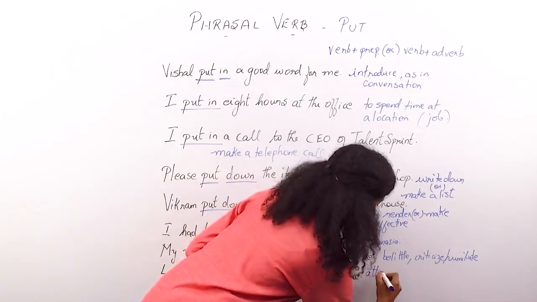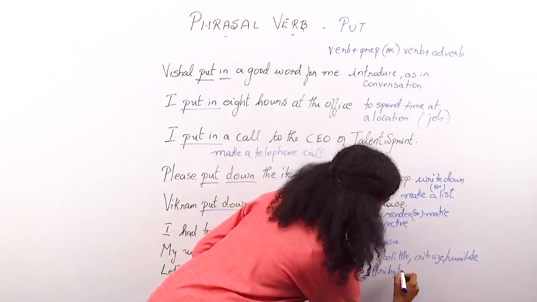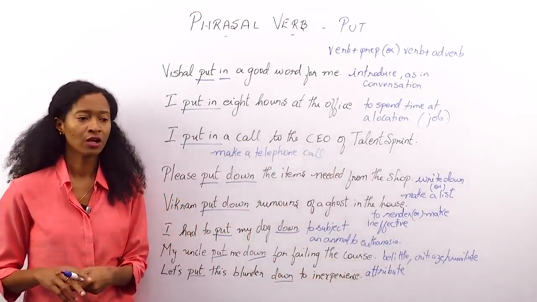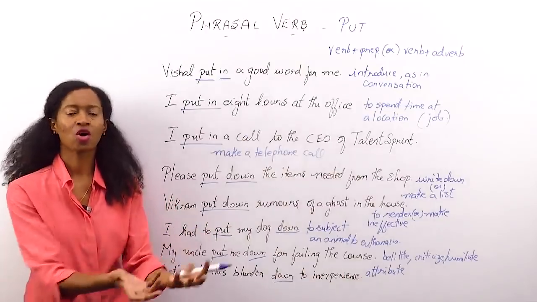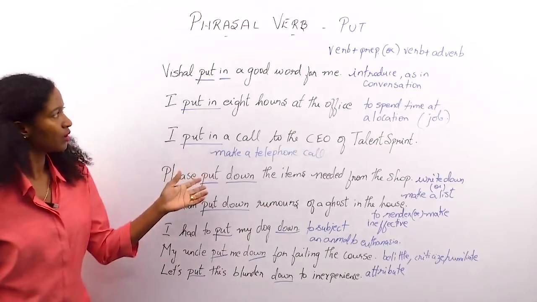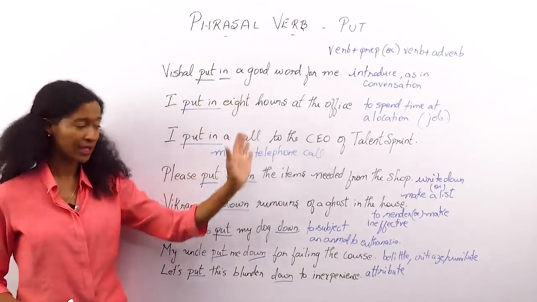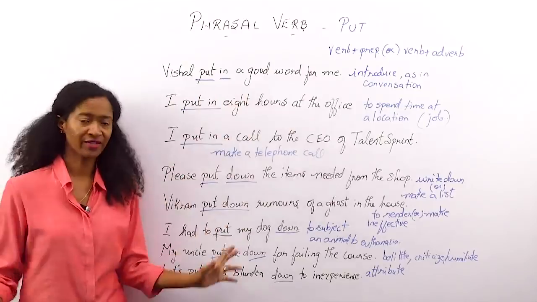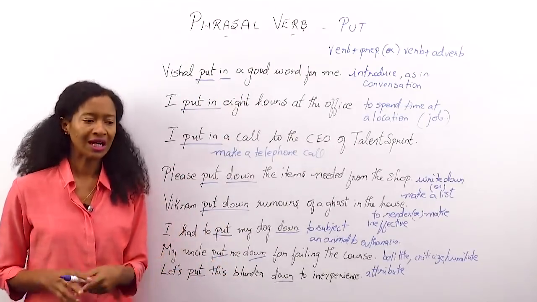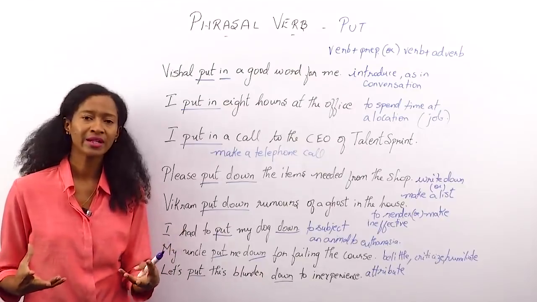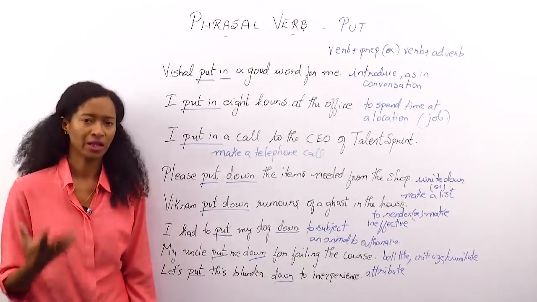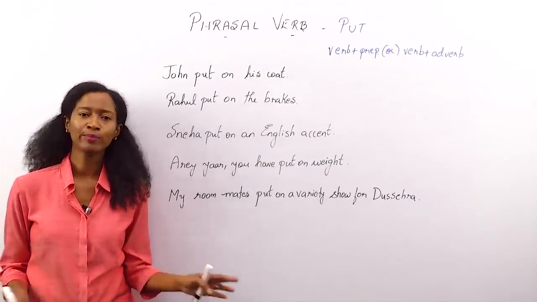The meaning here is attribute, right? And for those of you who don't know, attribute means you're regarding something as the cause. Okay. So again, put in has 3 different meanings. Put down, we saw 5 different meanings in different contexts. So it's constantly important for us to understand these phrasal verbs in different contexts, because that's one way in which we can register meaning. John put on his coat.